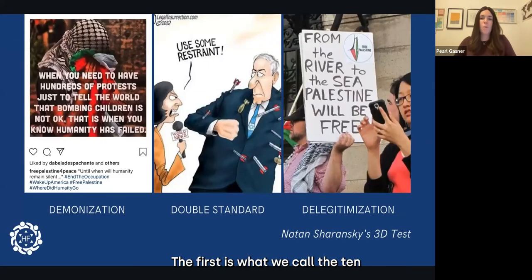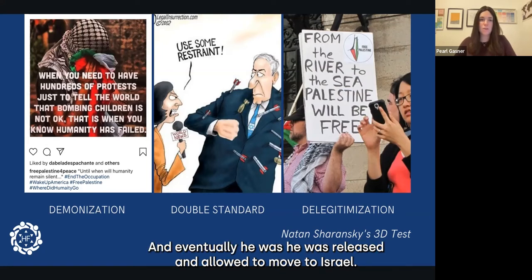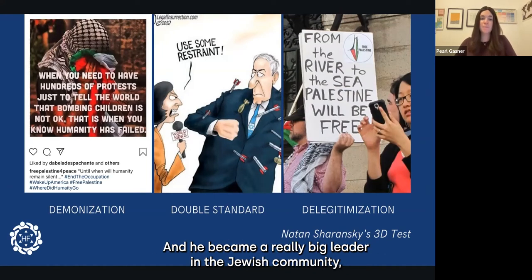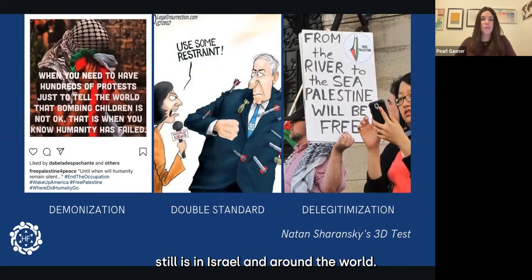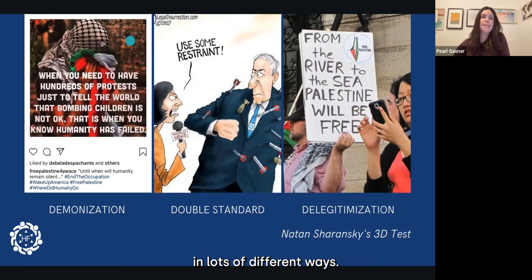The first is what we call Natan Sharansky's 3D test. Natan Sharansky is from the former Soviet Union. He was imprisoned there for many decades because he wanted to make Aliyah and move to Israel. Eventually he was released and allowed to move to Israel, and he became a really big leader in the Jewish community. He still is, in Israel and around the world. He got involved in Israeli politics and communal life in lots of different ways, and he created this test.